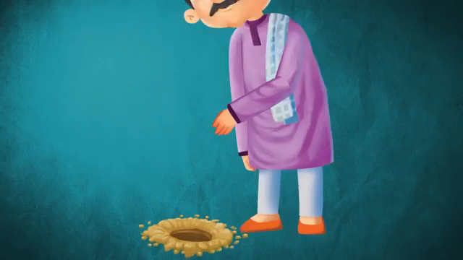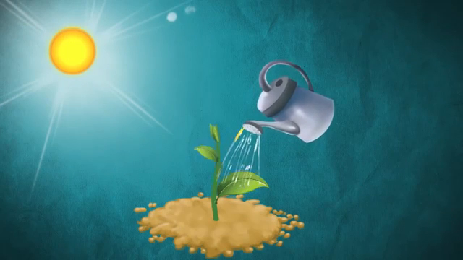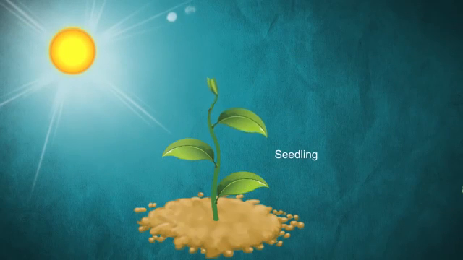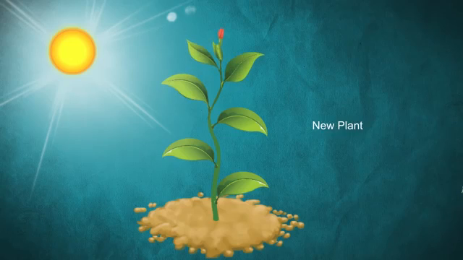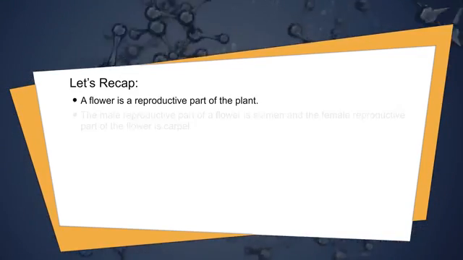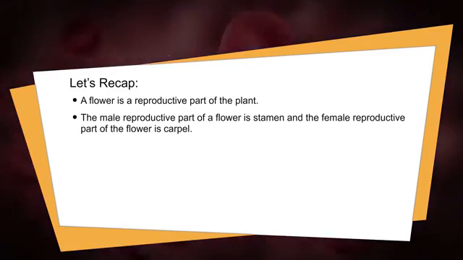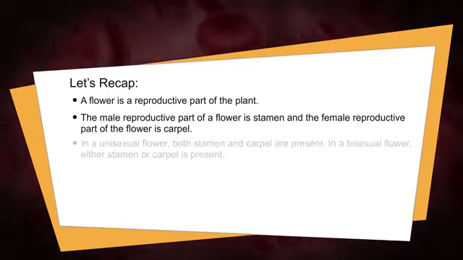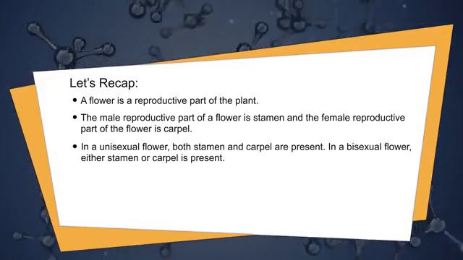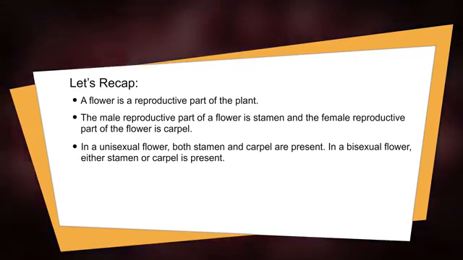Each time a seed is planted in soil and provided appropriate conditions, it grows into a seedling, which then grows into a new plant. Let's recap. A flower is a reproductive part of the plant. The male reproductive part of a flower is stamen and the female reproductive part of the flower is carpel. In a bisexual flower, both stamen and carpel are present. In a unisexual flower, either stamen or carpel is present.